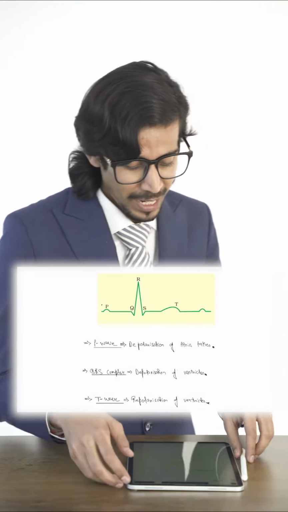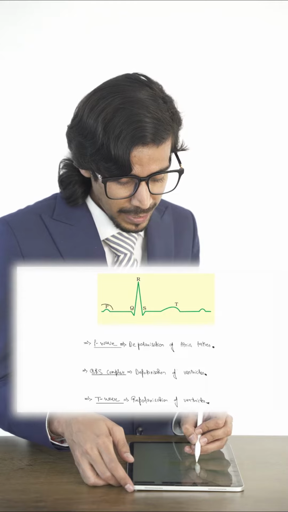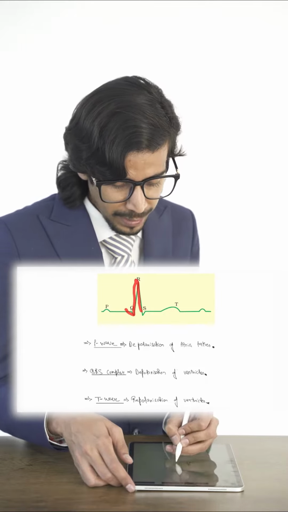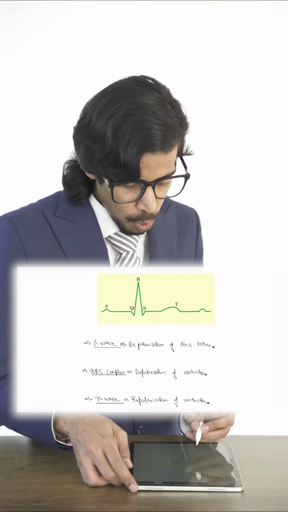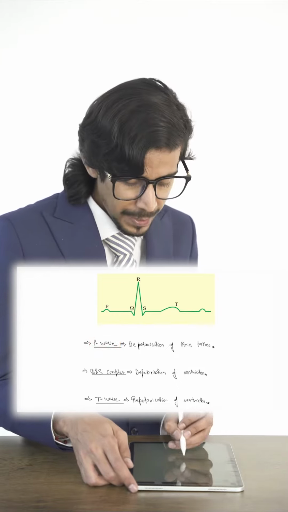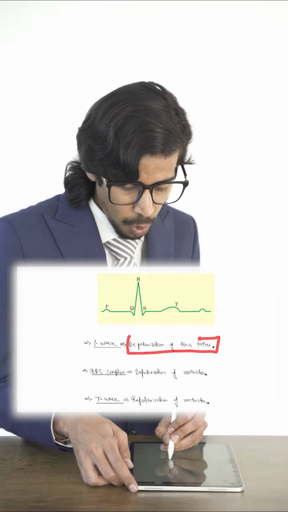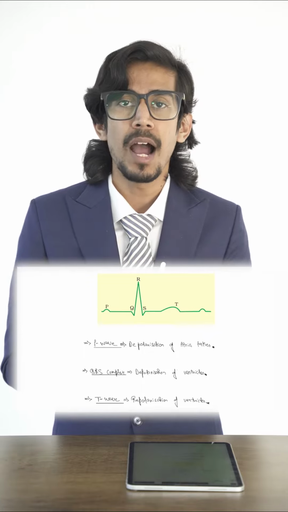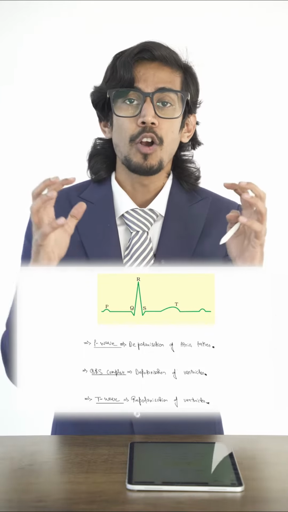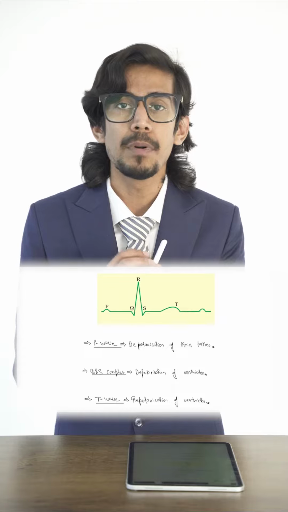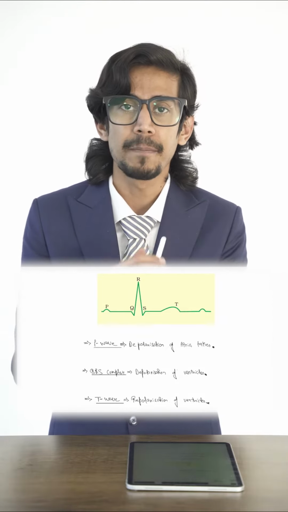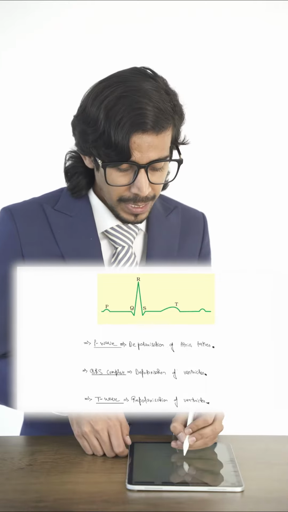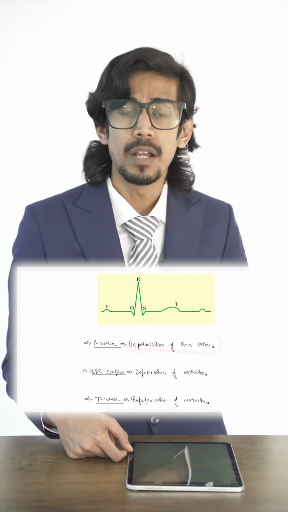So let's see. In an electrocardiogram, you will see that there is a P wave, there is a QRS wave and there is a T wave. Now, what does the P wave represent? It represents depolarization of atria, that is the auricles, the upper chambers of the heart. Depolarization means what? The contraction. When they receive the impulse, they become depolarized and they contract and they pump the blood into the ventricles. So the P wave is representing depolarization of atria.